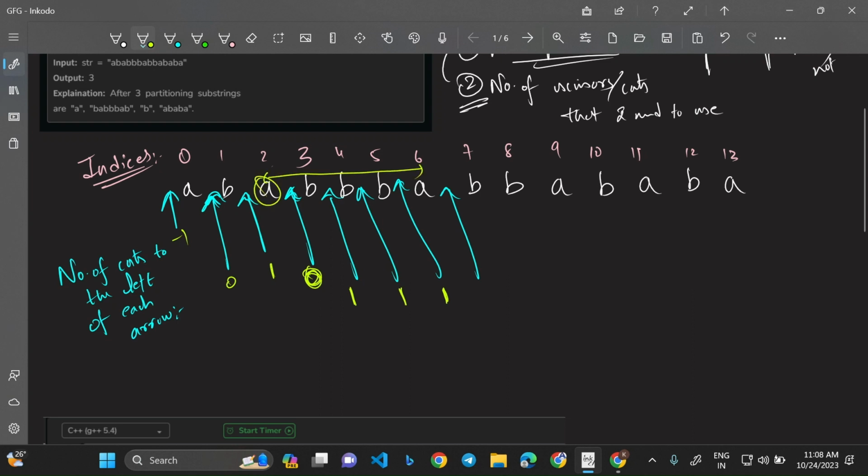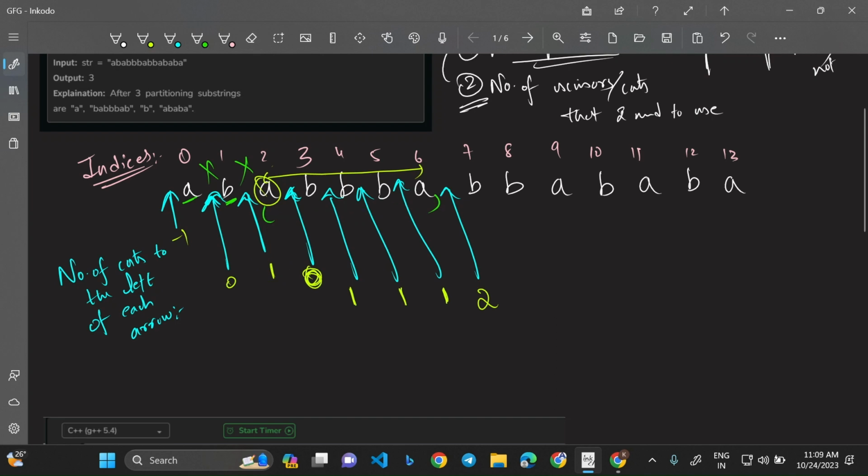So now I'll be asking A, what is the number of cuts required for the previous part of yours? A says, I needed one to the left of mine for making a palindrome. Okay, now add one more so that I can have a total of 2 cuts. Where are my cuts? Here there is a cut. Here there is a cut. So that A would be a palindrome, B would be a palindrome, and ABBBA would be a palindrome. So totally with 2 cuts, I'm getting 3 palindromic substrings.